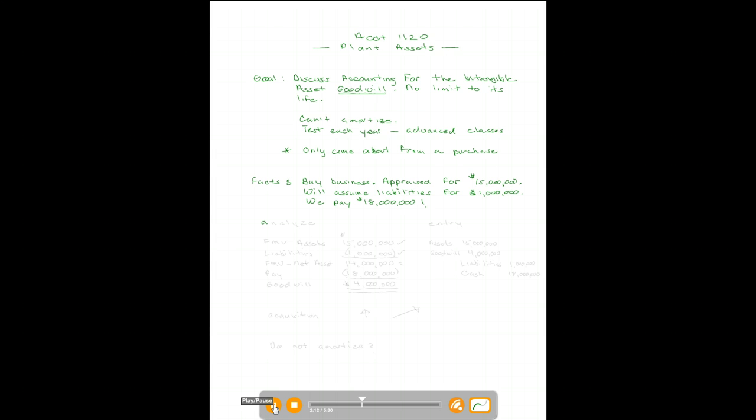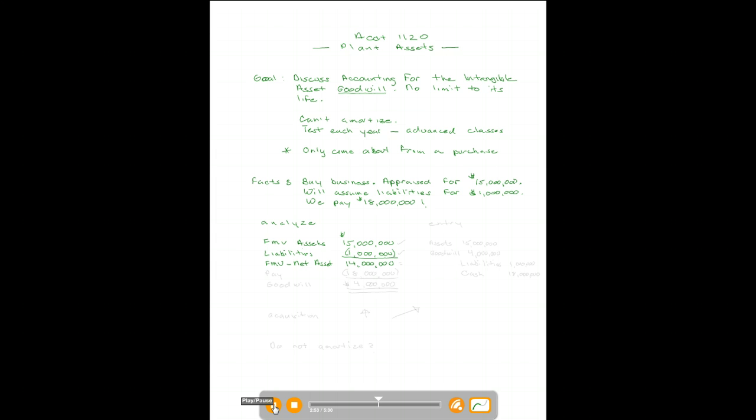As usual, let's analyze the situation here. I always start with analyzing before you start ripping out journal entries. So the fair market value of the assets that we're going to get from an appraisal is $15 million. We're going to assume liabilities. It means they already have $1 million in debt and we agree to pay it off, so we're going to assume those. So the fair market value of the net assets, that means one minus the other, is $14 million.